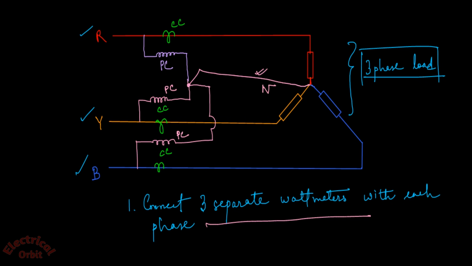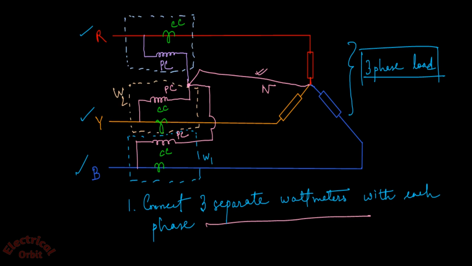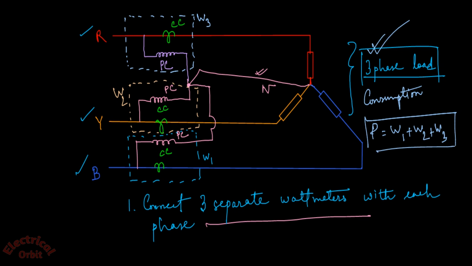In this way we can connect three separate wattmeters in the line and calculate the entire load consumption. Suppose this is wattmeter 1, this is wattmeter 2 and this is wattmeter 3. If we want to determine the entire consumption of this three-phase load, then our power consumption is equal to W1 plus W2 plus W3. If we add the individual wattmeter readings, we get the total power consumption of the three-phase load.